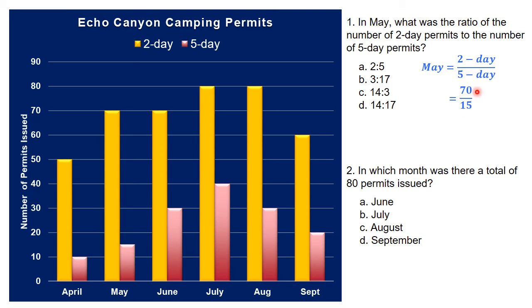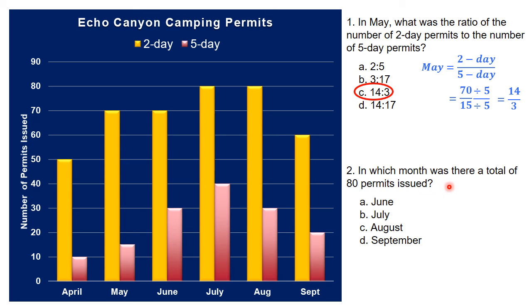Since this is a ratio, we are not going to divide it, but rather just look for the greatest common factor and divide the corresponding numerator and denominator. The greatest common factor of 70 and 15 is 5. So 70 divided by 5 is 14, and 15 divided by 5 is 3. So our answer is letter C, 14 is to 3.